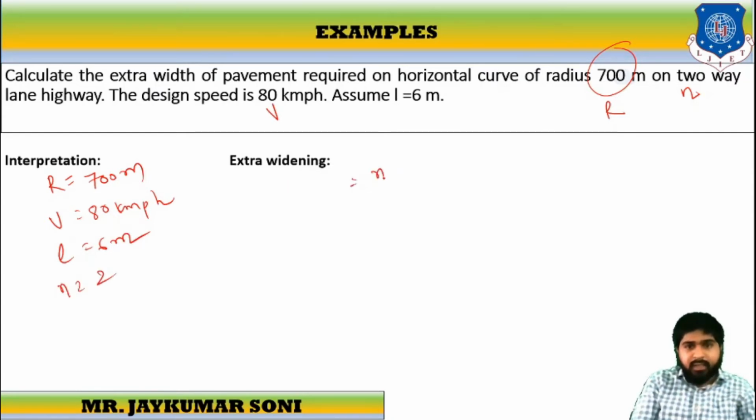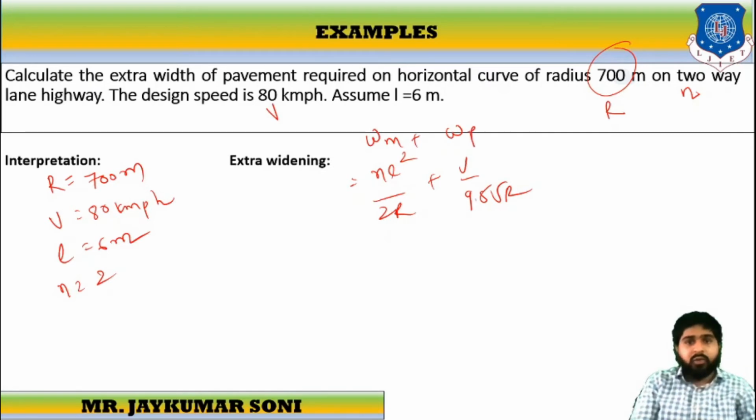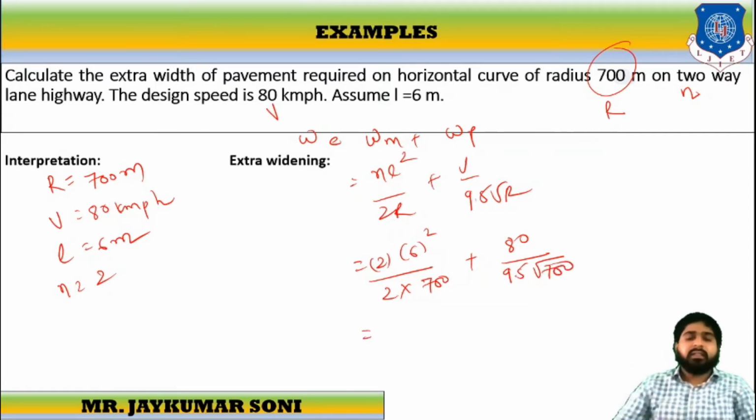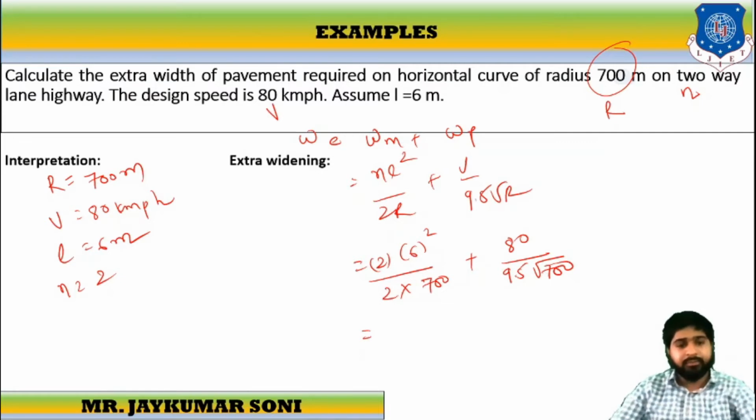The equation is NL square by 2R plus V by 9.5 under root R. But you always need to write that this is mechanical widening, this is psychological widening, and this is total extra widening. N is 2, L is 6 square, R is 700, V is 80, 9.5, and R stands for 700. Calculate this and tell me what answer you are getting.